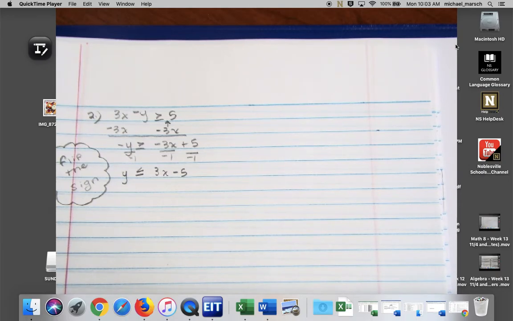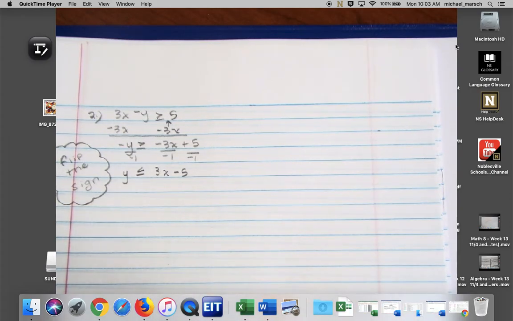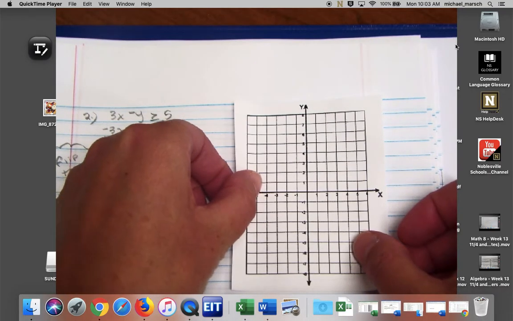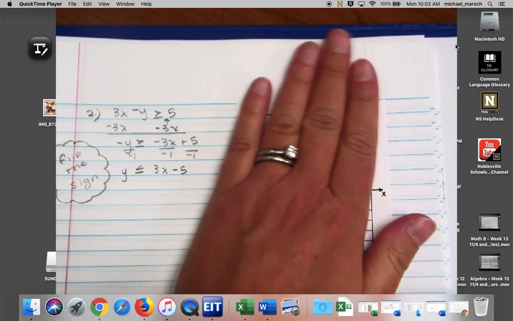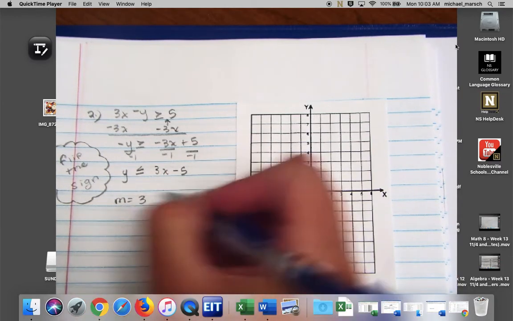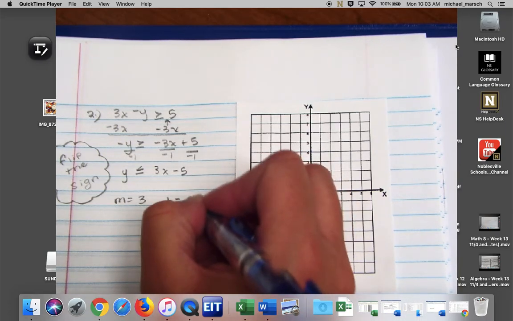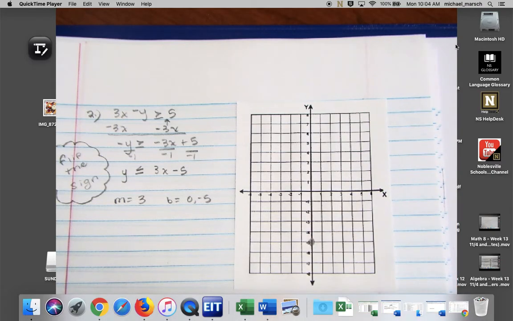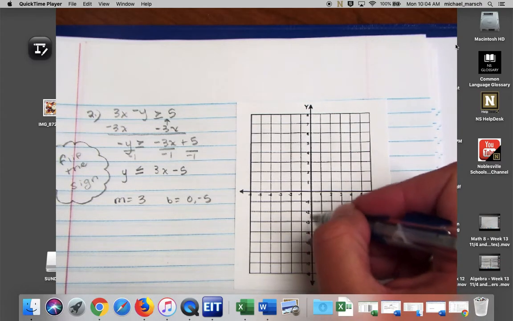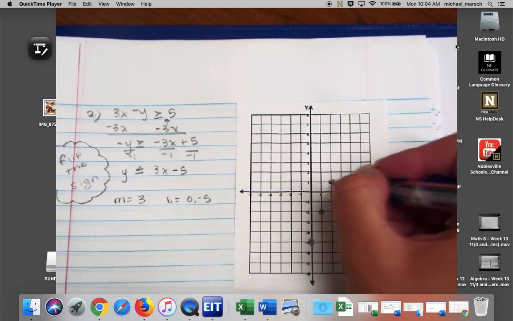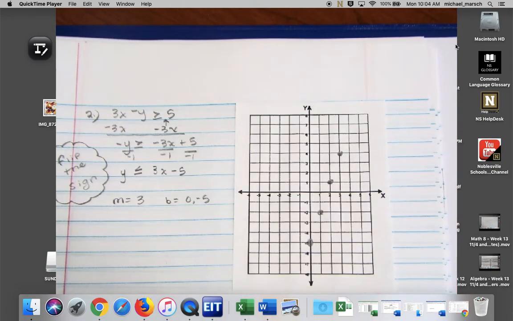Okay, so now I'm going to glue in another graph with plenty of space right up here next to it. I know that my slope is 3 and my y-intercept is 0, negative 5. So I'm going to plot 0, negative 5. My slope is 3, so up 3 over 1, up 3 over 1, up 3 over 1.